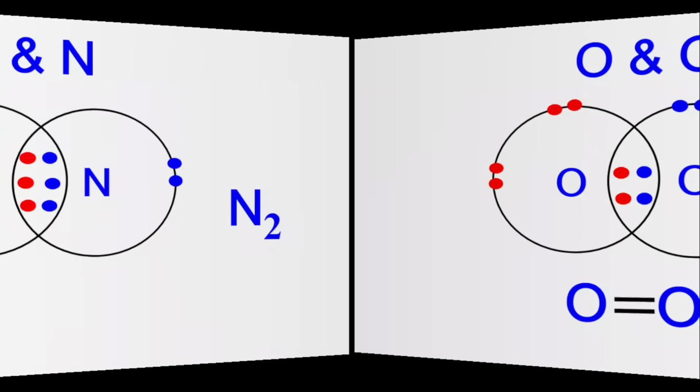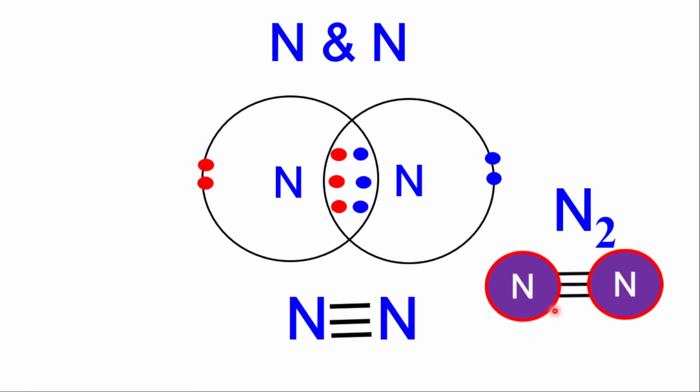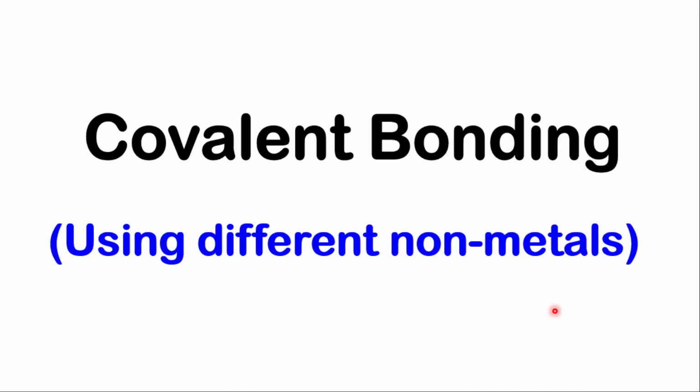All right, and let's go to the last example here now, which is nitrogen and nitrogen. So again, they share 3 electrons each, so therefore we have 3 pairs, and each pair is a bond, and so there we have a triple bond between nitrogen and nitrogen. All right, so let's jump past that now into covalent bonding, but this time we're using different nonmetals. All right, so this one's a little bit more challenging for most persons.